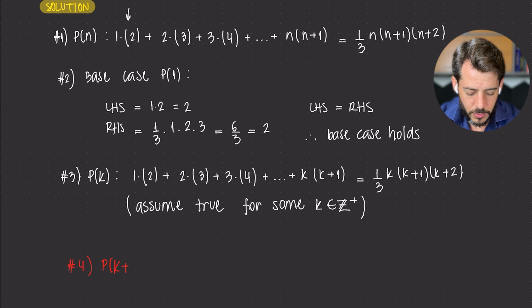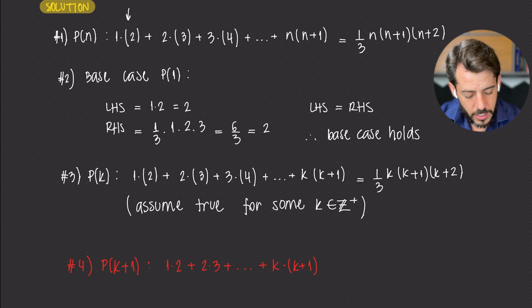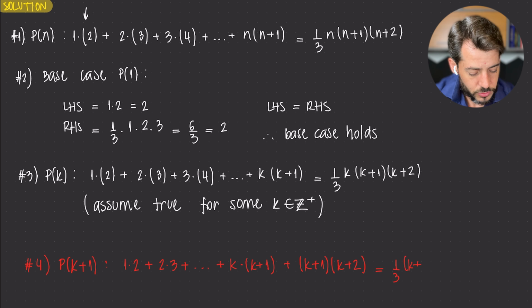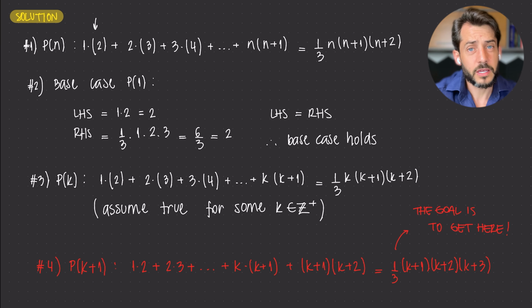We're going to start by writing P(k+1), which means that we have 1 times 2 plus 2 times 3 plus all the way up to k times (k+1). And we're going to go one iteration more: (k+1) times (k+2). And on the right-hand side, we're going to take this and replace all the k's that we see by k+1 in all of these. Therefore, for the inductive step, we need to prove that this is equal to 1/3 (k+1)(k+2)(k+3). But again, this is the hardest portion of an induction proof exercise.